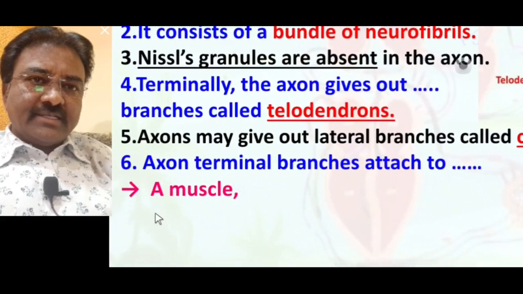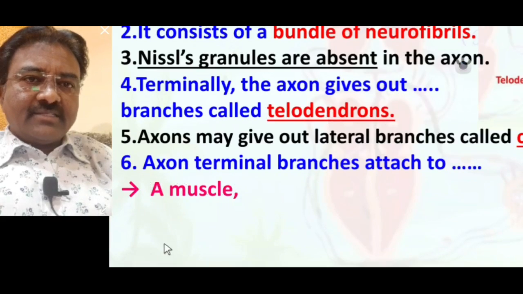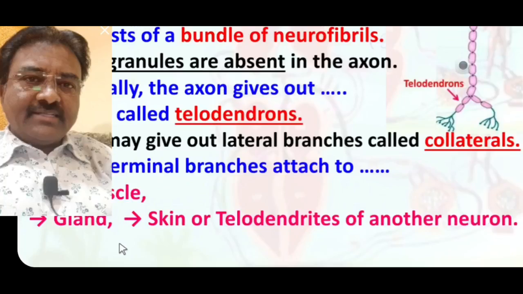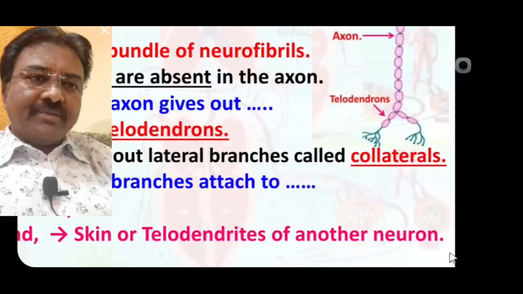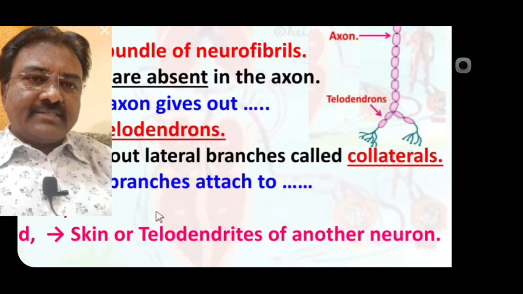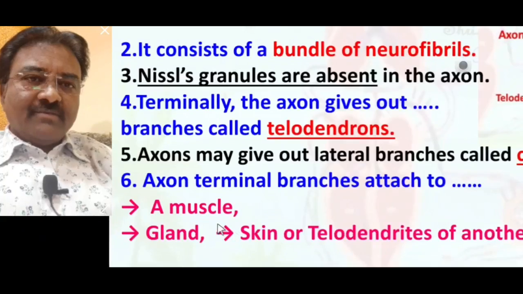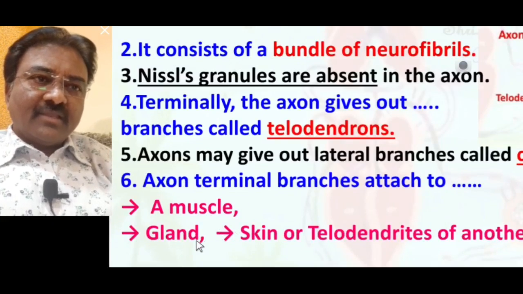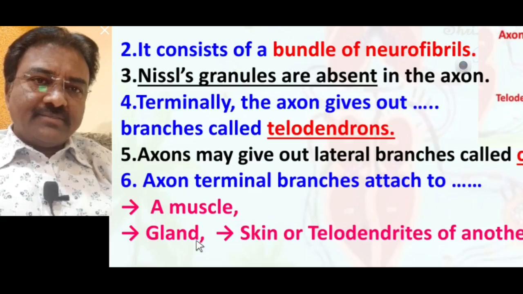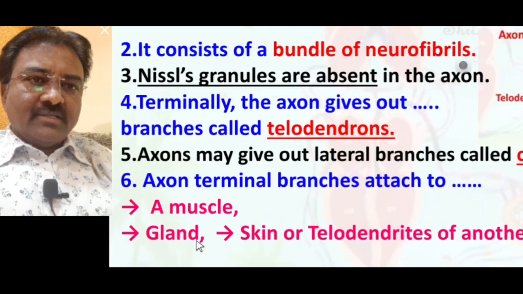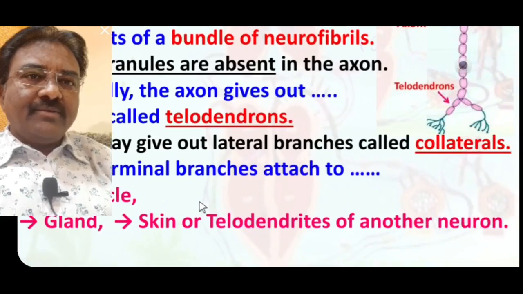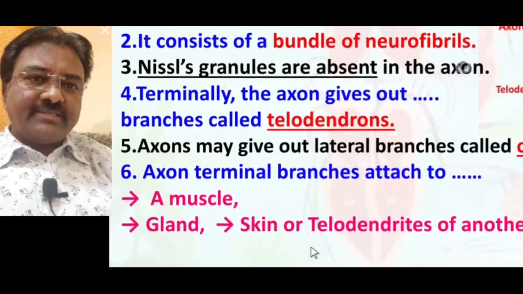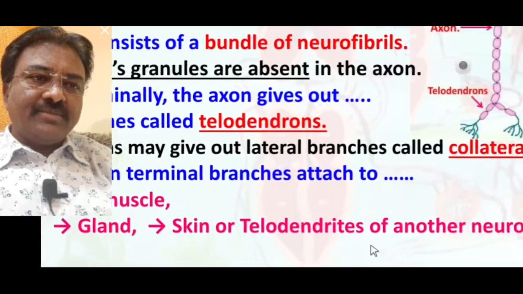muscles. Means the terminal branches of the axon, telodendrons, may be attached to muscles, or glands, or skin, or telodendrites of another neuron. You know, muscles are actual effector organs. Glands are also effector organs. Skin is a receptor organ. So neuron telodendron branches are attached to maybe muscles, maybe glands, or maybe skin or telodendrites of another neuron.